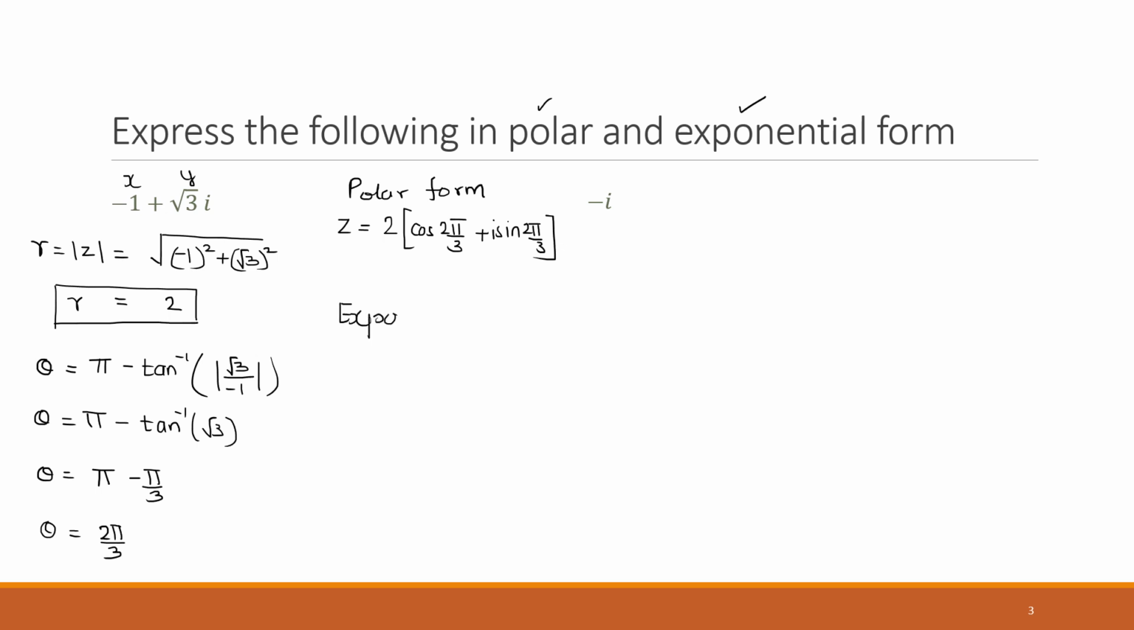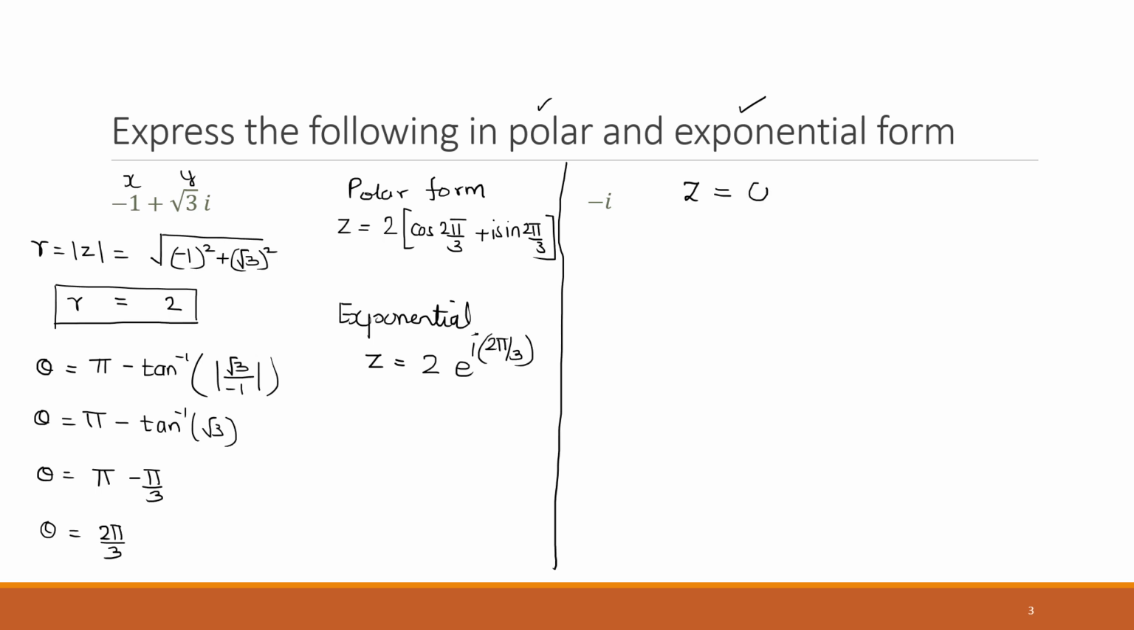Then we have exponential form. क्या होता है exponential? z is equal to r e raised to I theta. Theta कितना है? 2 pi by 3. This will be my exponential form. इसको और simplify करने की जरूरत नहीं है. Understood? Now my next number is z is equal to minus I.